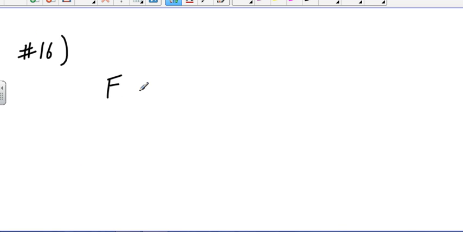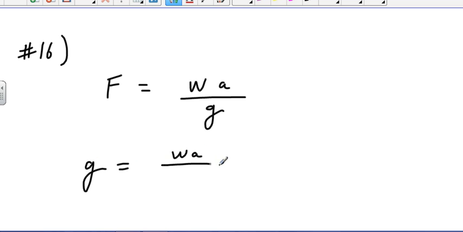Number 16. Force is, I don't know what this formula is. Let's see, work times area divided by gravity. I think this guy's made up. Anyway, I'm going to solve for G. So G is equal to Y over F. Yeah, that's good. So I'm cross multiplying. I'm sending the G to the top. I'm sending the F to the bottom.